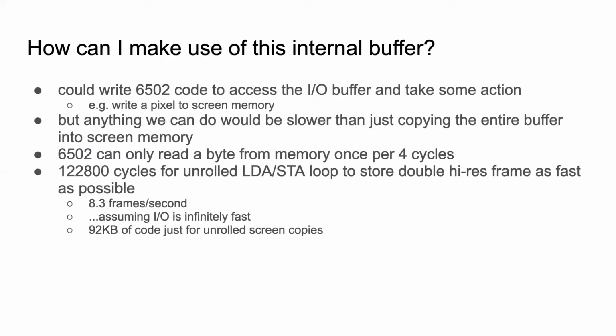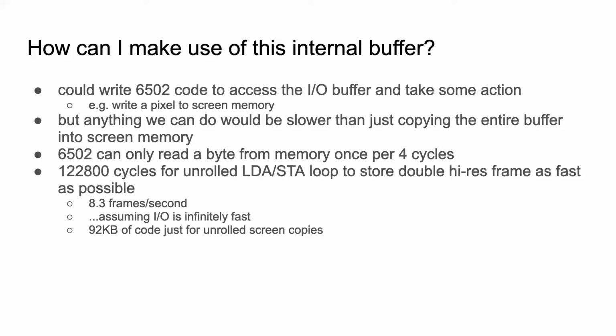But the fact we have access to an internal I/O buffer means that maybe we can actually do something better with it. So one thing we could do is to write some 6502 code that will access the contents of the I/O buffer and then take some action, like writing to screen memory. But the problem is anything we can do is going to be slower than just copying the entire buffer byte by byte blindly.